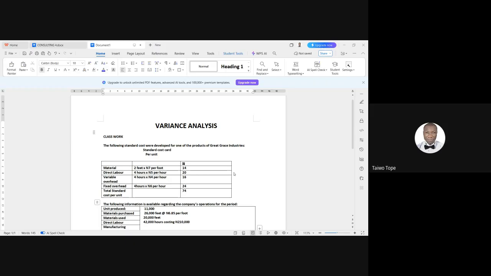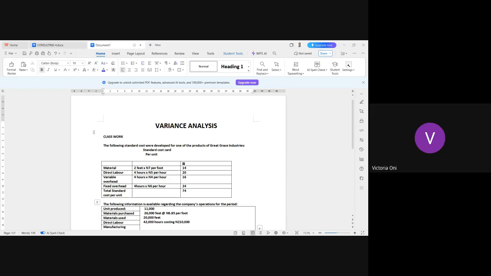Then the other part of it, variable overhead efficiency variance. Efficiency has to do with hours. So what are you looking out for? Standard hour based on actual production minus actual hour worked, weighted by standard rate.